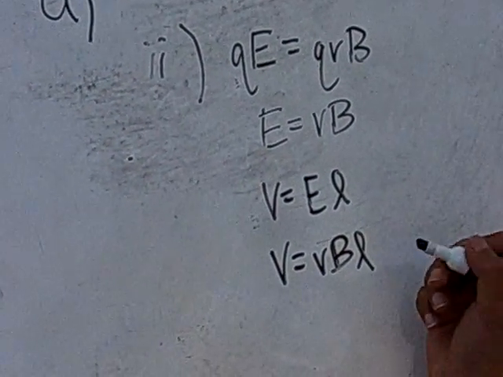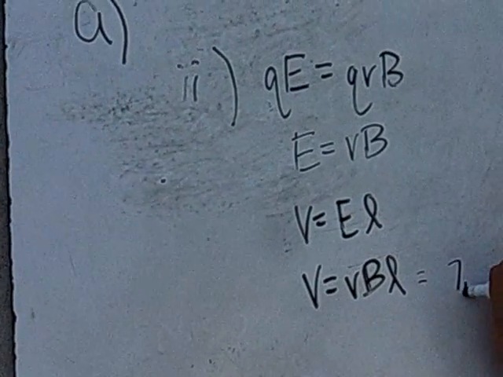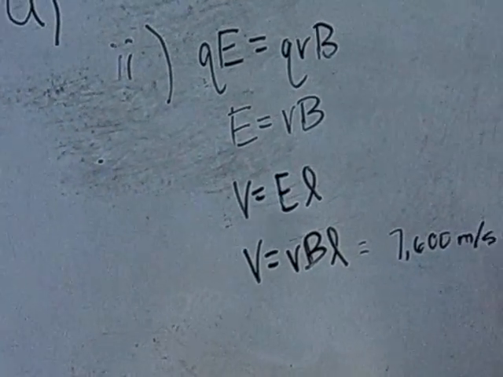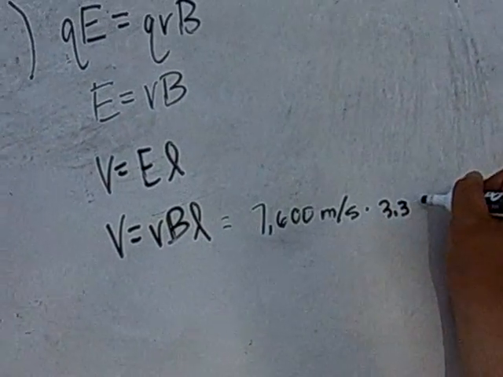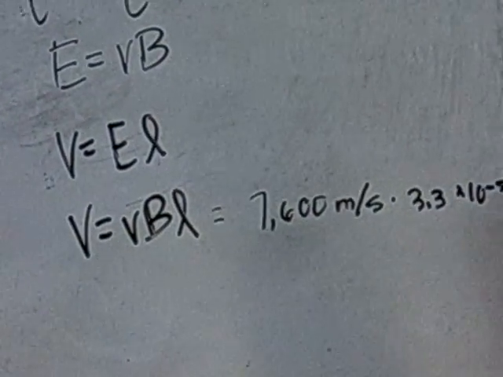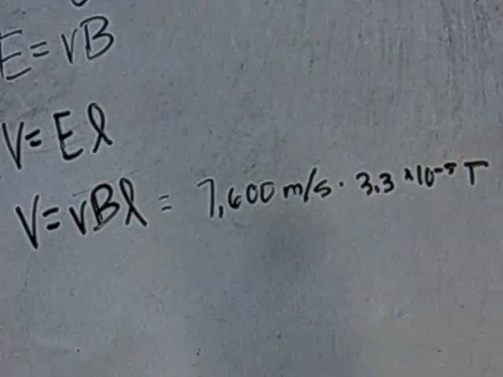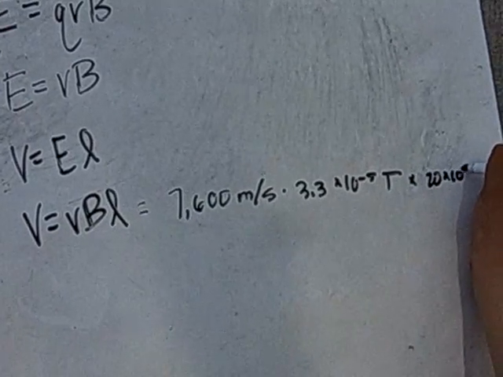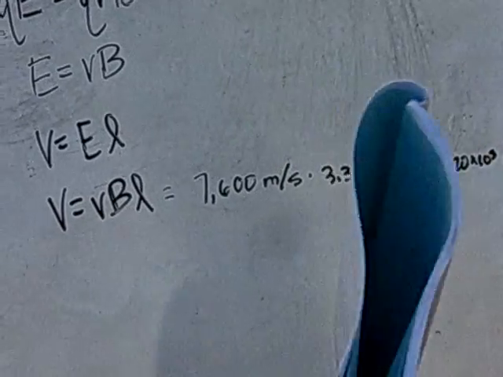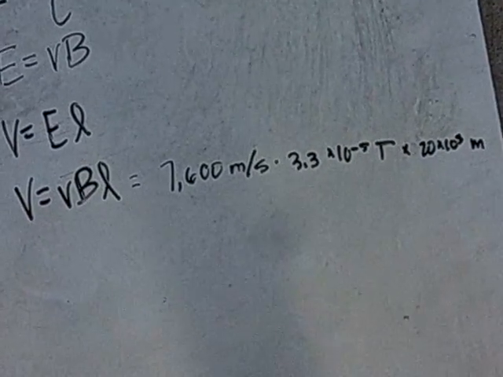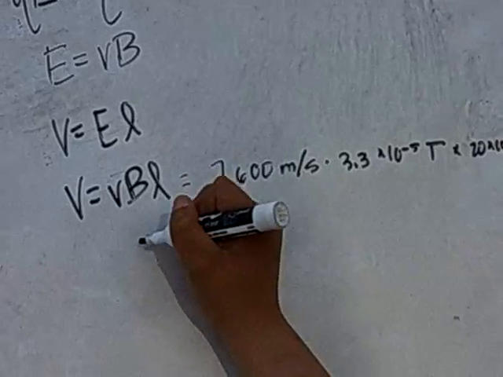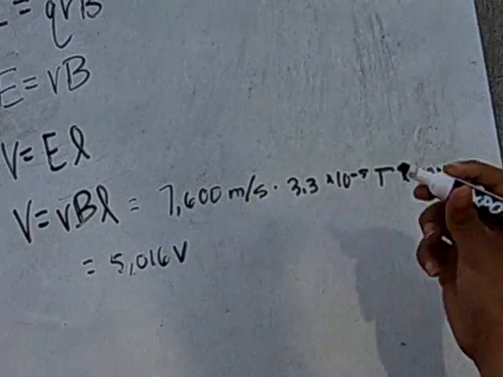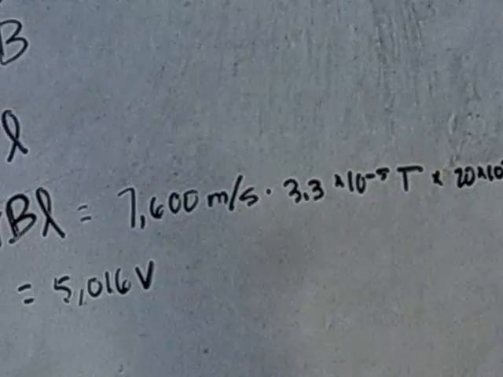So it's basically 7,600 meters per second times 3.3 times 10 to the negative fifth Teslas, which is the B, times 20 times 10 to the third meters, because it's 20 kilometers, so you have to remember that it's 20 times 10 to the third, and that gives you 5,016 V. I don't know what V stands for.